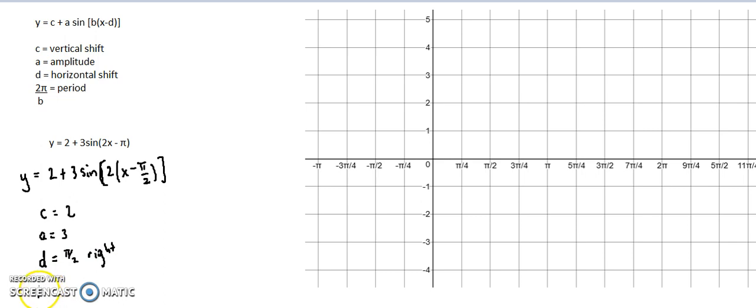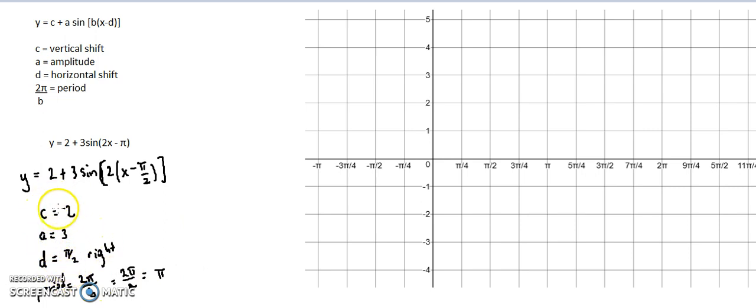And our period is going to be 2 pi over B, and our B is 2. So 2 pi over 2. And that means our period is going to be pi. And we saw that before. If we put a number bigger than 1 in there, it's going to make our period smaller. It's going to compress in the x direction. Okay, so we can go ahead and graph it this way.